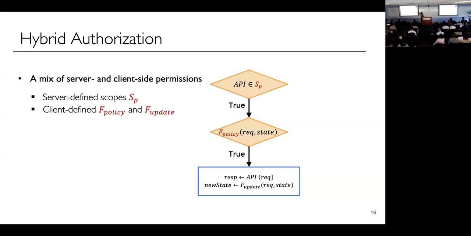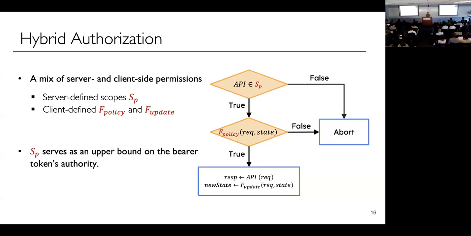So it is robust against errors inside F policy, and so we don't really check that F policy indeed is an attenuation. We could, depending on the language you use to write F policy, but we don't need to right now. The other thing: SP serves as an upper bound on the token bearer's authority.